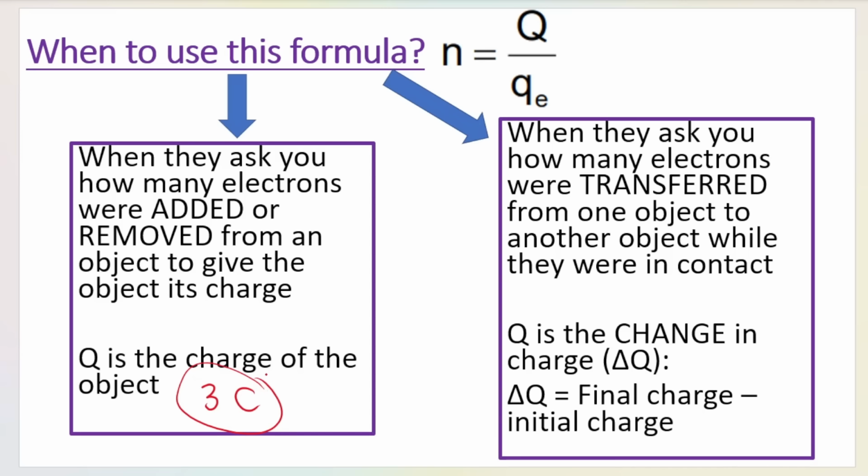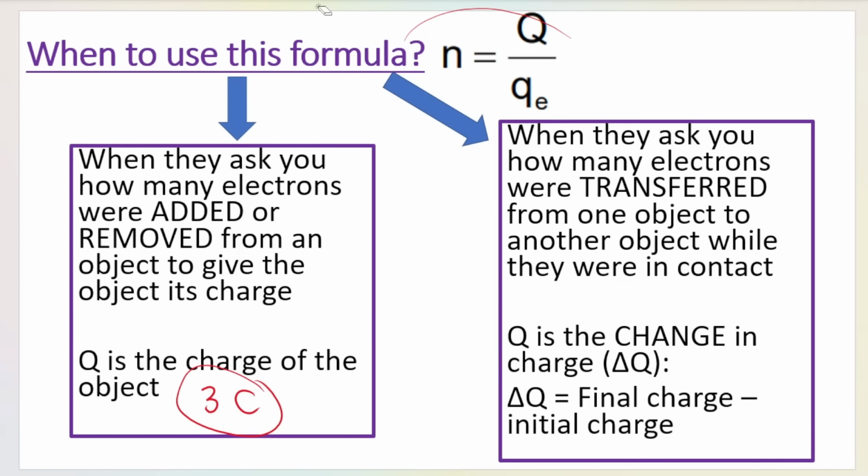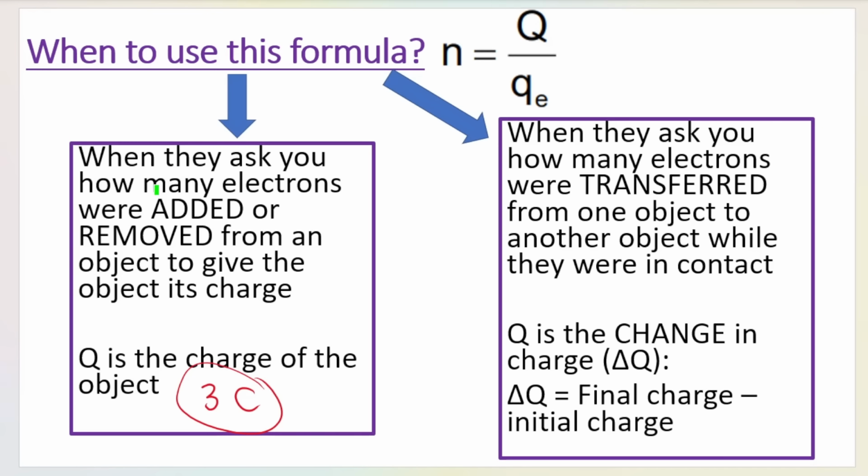How many electrons must I remove? If that's the case, we use this formula and just think about it. It makes sense. We're looking for how many electrons, a number of electrons, which is N.